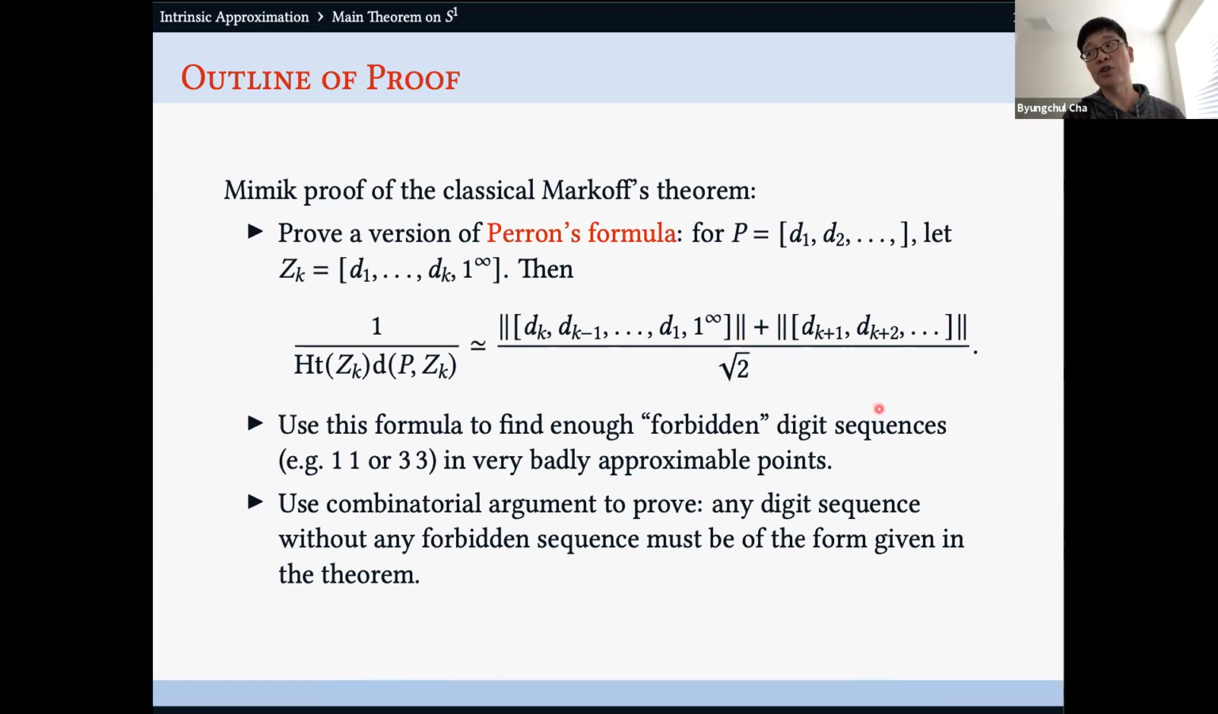And that is the first clue: if it's very badly approximable, then I cannot have the digit expansion of, say, 1, 1, 1, 1, 1. In the classical case, if you have too many ones, in the usual Diophantine function, that means your number is too close to a rational point. So that cannot be very badly approximable. And then you have to find a lot of those forbidden patterns in order to be able to write down the full list. So that's where the combinatorics gets complicated.